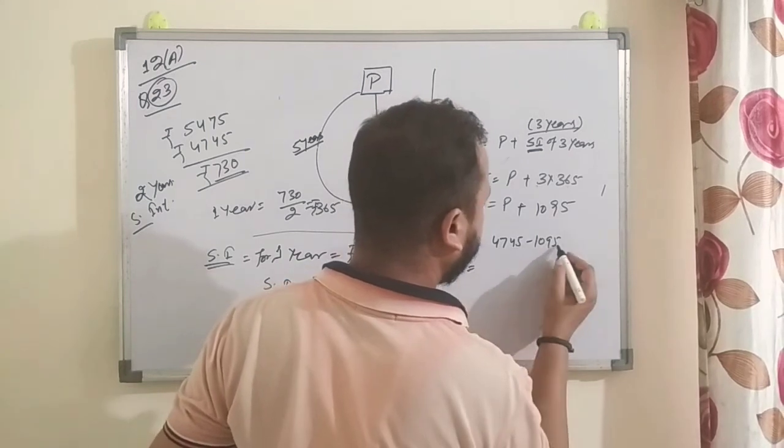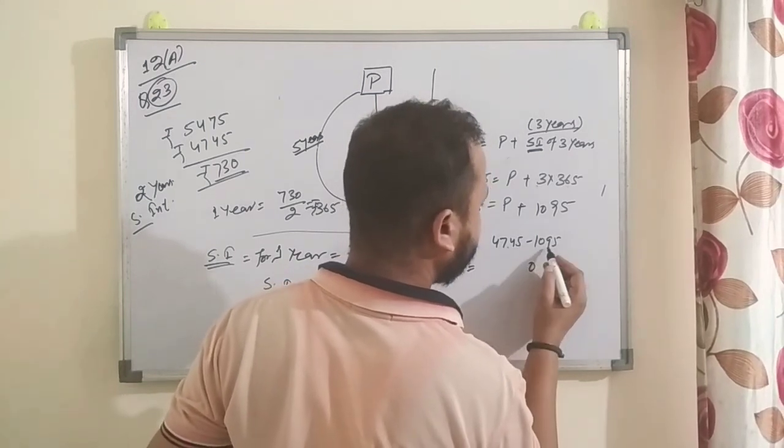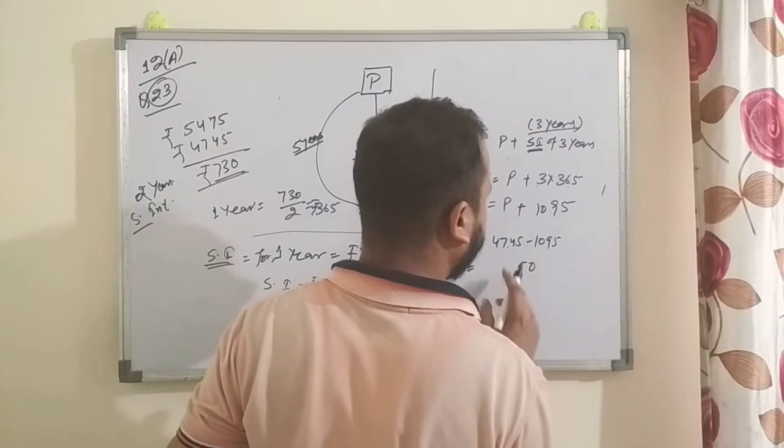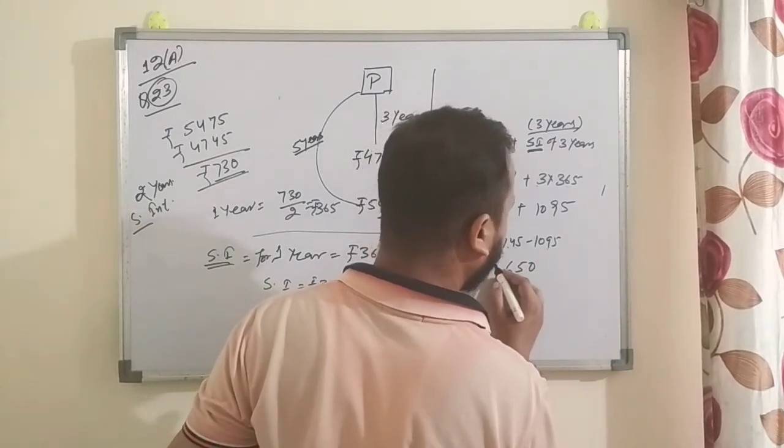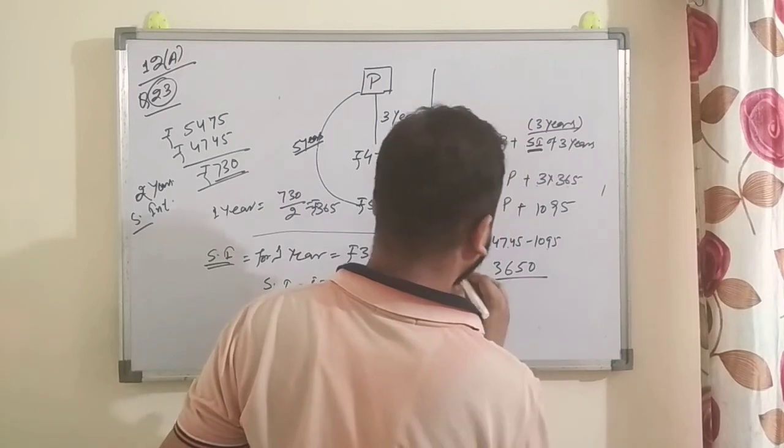You will get what? 5 minus 5, that is 0. 14 minus 9, that is 5. Here 6. 6 is left. And 3. So this is the principal.